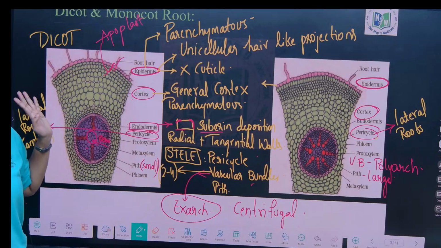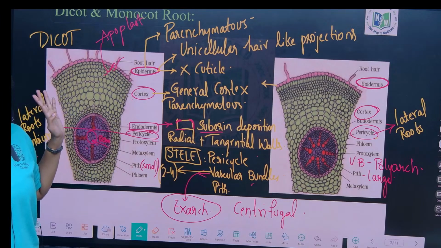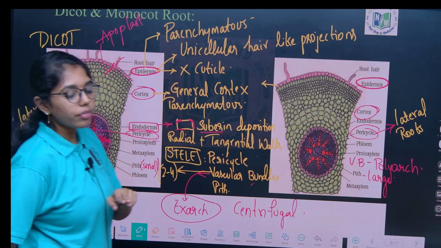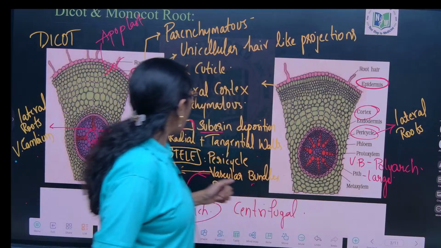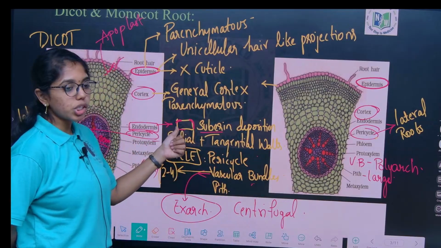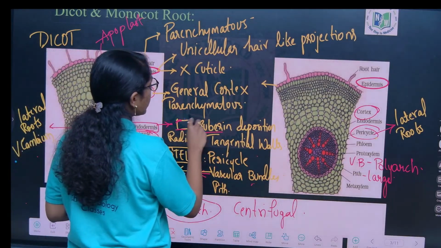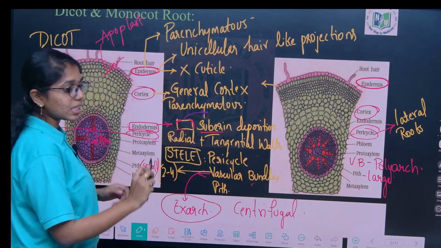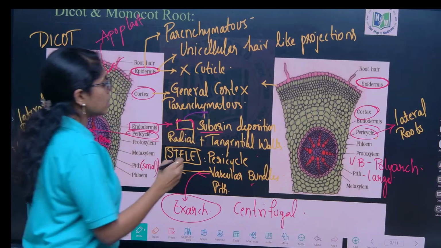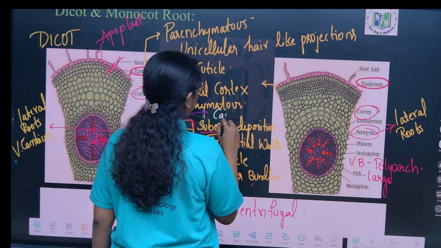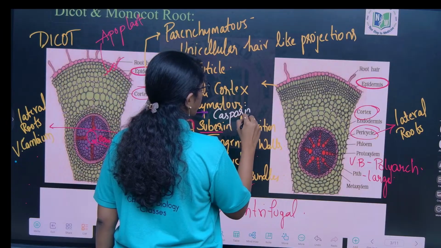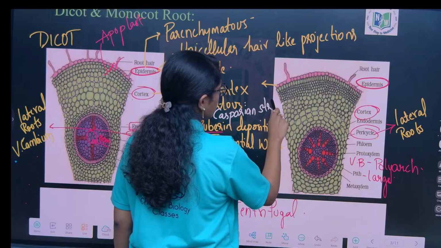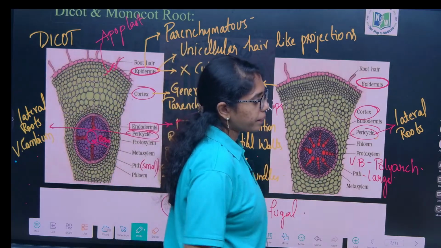Clear? Anything else to be dealt with in the comparative analysis? I will give you 2 minutes of time, go through the images of your text. If you have any doubt, just let me know. And here, the suberin depositions are called what? Casparian stripes. It is named after the scientist Caspary. Okay? These suberin depositions are called Casparian stripes, named after the scientist Caspary.